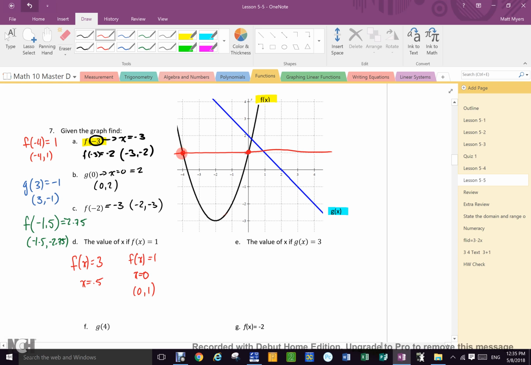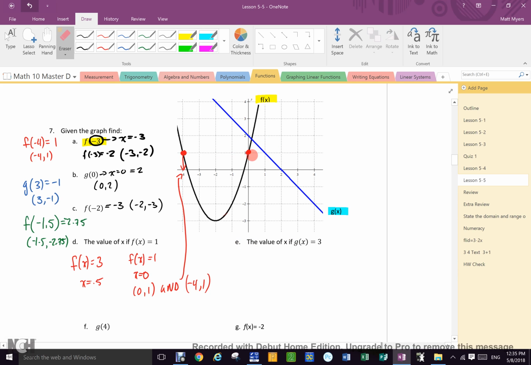What happens right there? It hits 1 again. So what is the other value x could have? Negative 4. It's also negative 4, 1. Does everybody get that one? Right? On a curve, it's possible that it happens more than once. Is everybody cool? Okay.